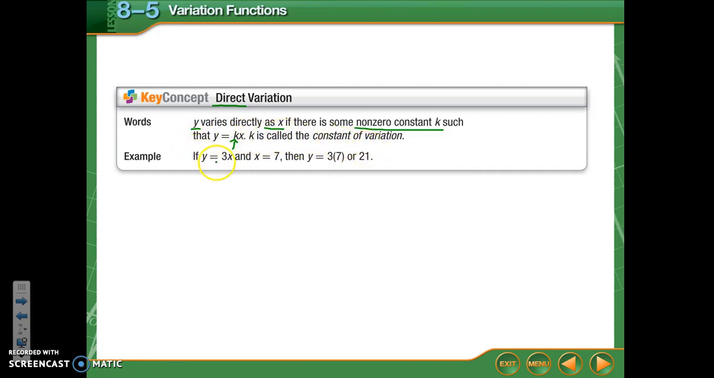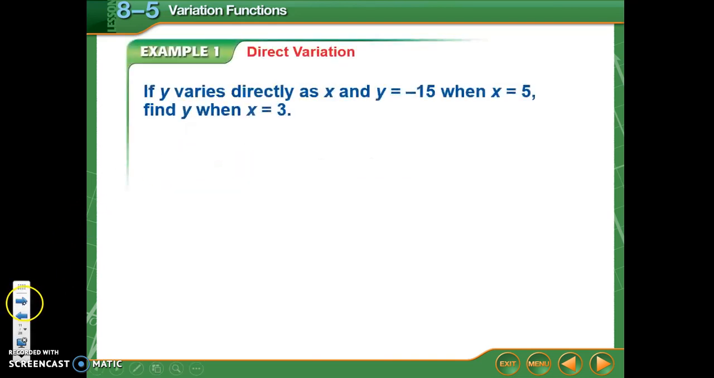So for example, y equals 3x. This is direct variation. Y varies directly as x. So y equals some constant, some number, times x. If we know that x equals 7, then I can just plug that in and know that y is 21. So any x I plug in here will always be multiplied by 3 to get y. That's called direct variation.